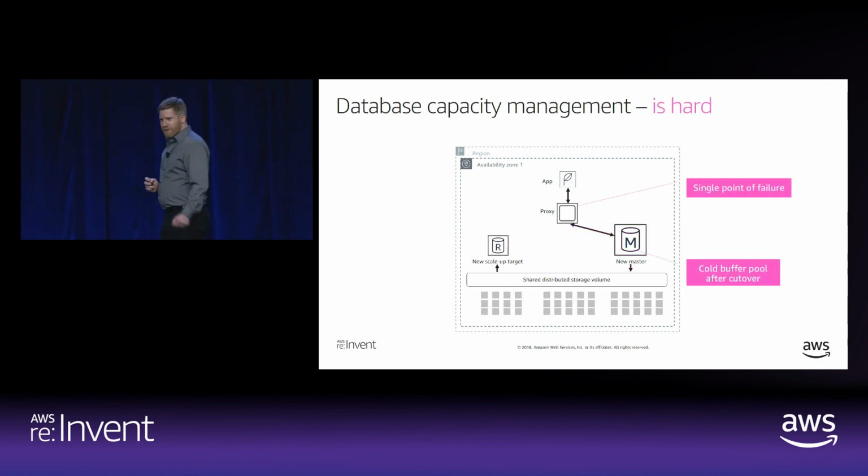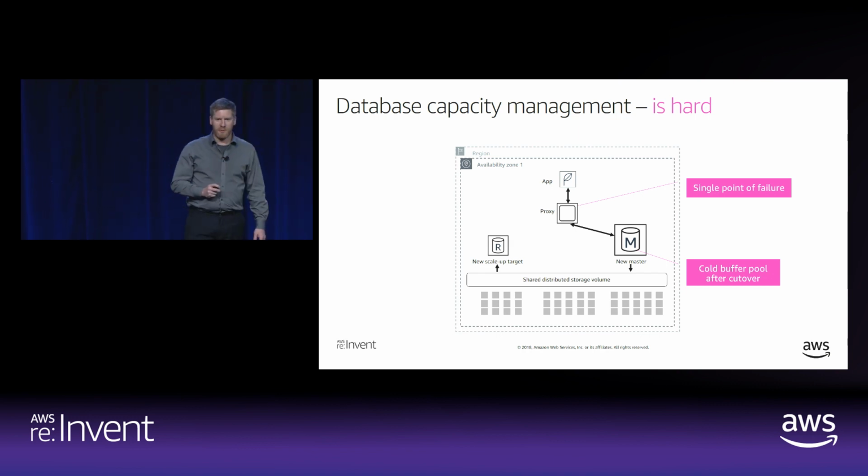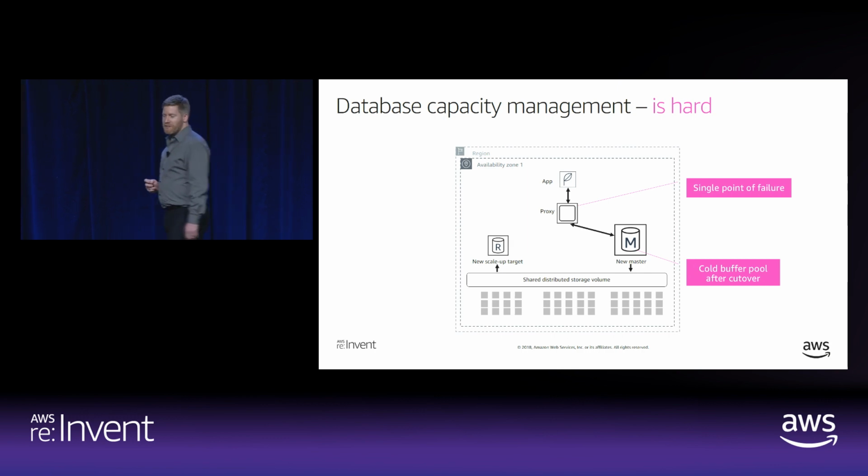But there's a couple problems you're still left with having to solve. One of them is now you've introduced a new single point of failure to your service. So yes, you can have multiple proxy servers. There's a lot of things you can do, but it really adds to the complexity of your operation. The proxy solution also doesn't solve for you this problem that after cutover, there's some period of time when your performance is compromised because you are starting from a cold buffer pool.